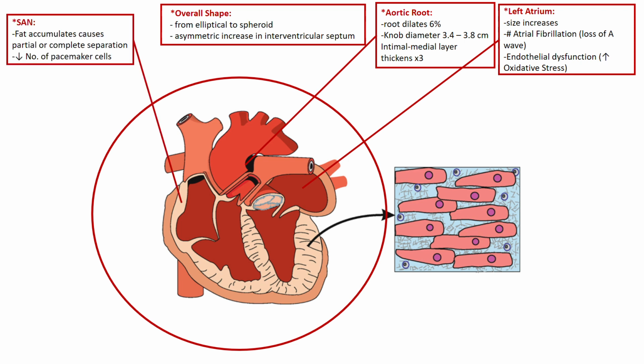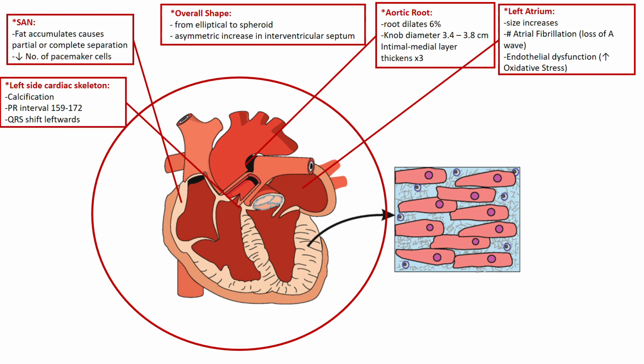What about the right side? When we are moving to the right side, we'll find the SA node. Fat accumulates, causing partial or complete separation of the SA node, and also the number of the pacemaker cells decreases. As we are talking about the electrophysiology, we have to complete it and take a look at the left-sided cardiac skeleton. There will be calcification, and the PR interval will be prolonged, and also the QRS will shift leftwards. So the electrophysiology of the heart is severely affected.